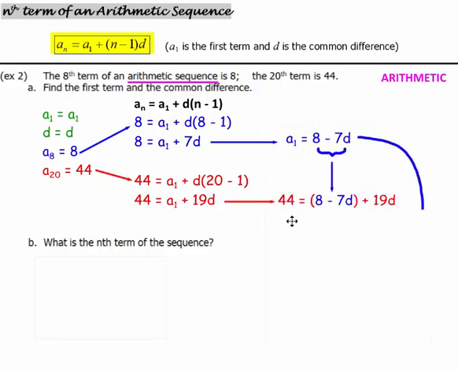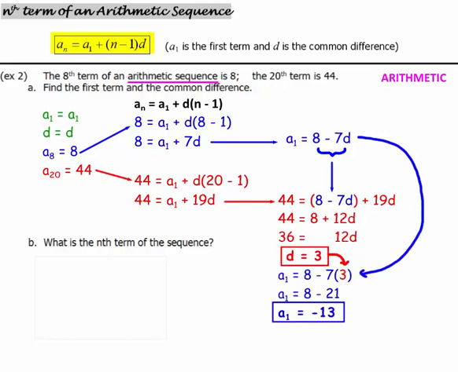Okay, you can use whatever method you like. I decided to go with substitution, but you could use elimination if you wanted to. So go ahead and solve the system. And you should come up with the common difference d being 3 and the first term being -13. And that's what's being asked in the first question.